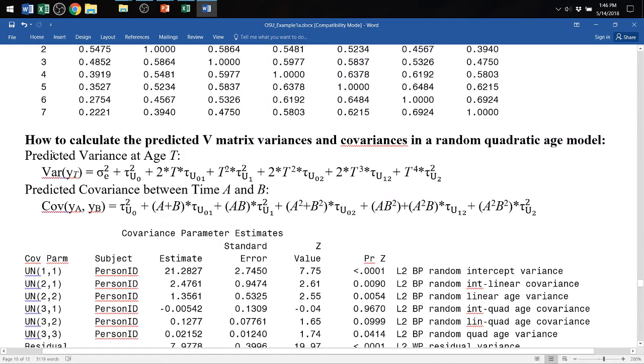And by the way, this is how the predicted variance at each occasion gets built, all this stuff. But you can see that we have time to the fourth show up in here. So the variance changes with time to the fourth over time.